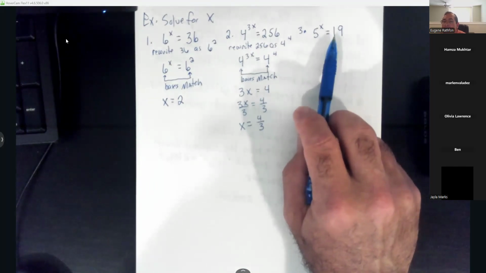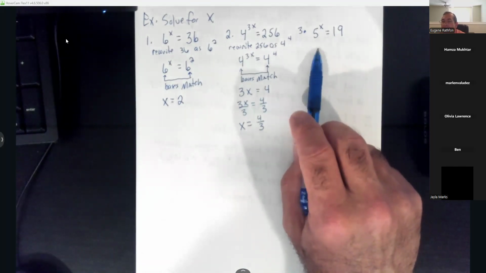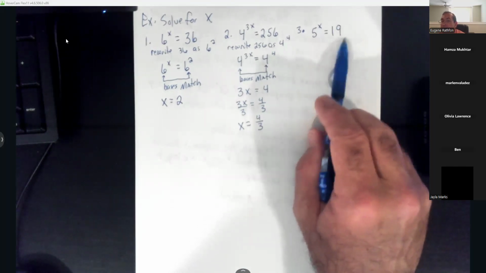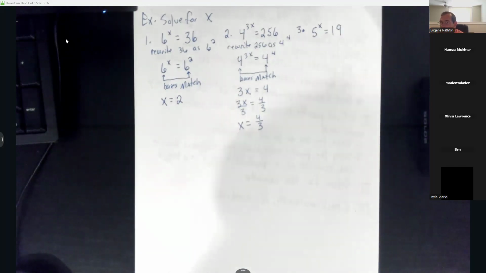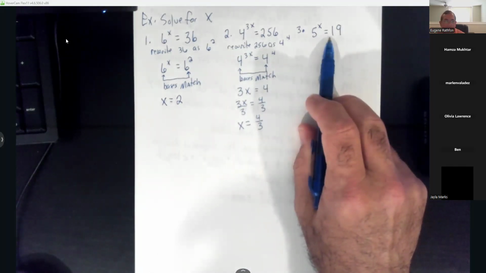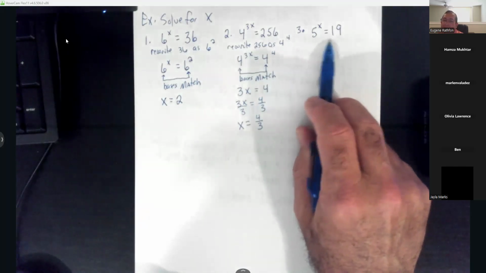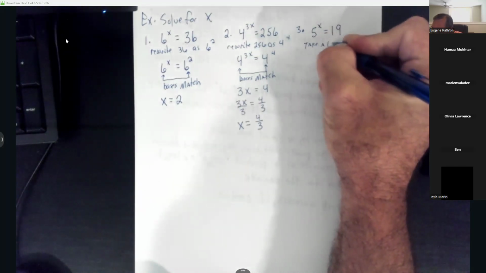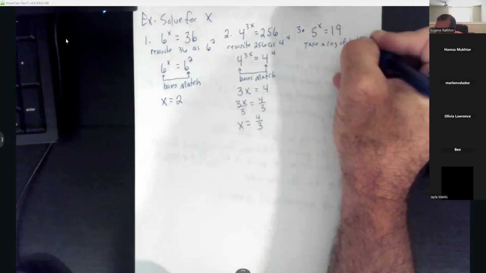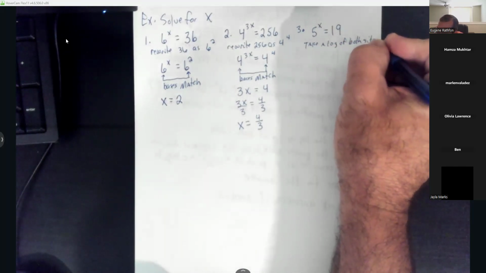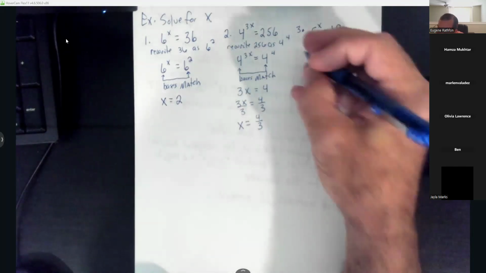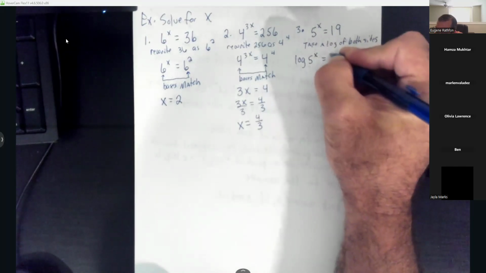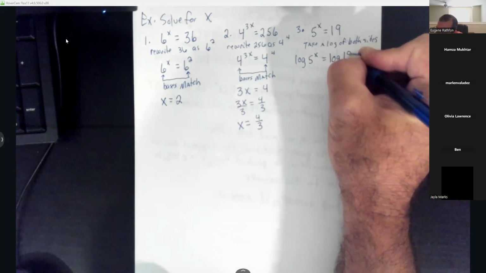So, y'all, I cannot rewrite 19 using a base of 5 because 5 to the first is 5, and 5 squared is 25. So I can't get a 19 out of multiplying that 5. So I cannot rewrite each side using the same base. Since we can't, I'm going to take a log of both sides. Okay, so I'm going to have the log of 5 to the x equals the log of 19.